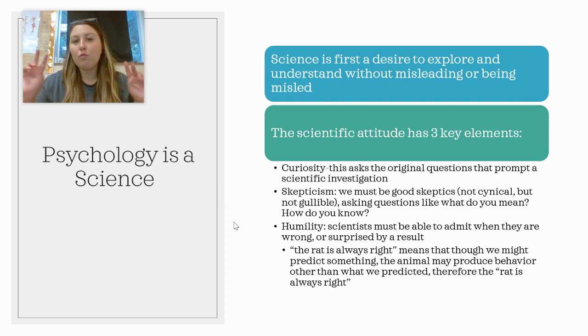So when we say the rat is always right, what we mean is that though we as humans may make predictions about, let's say, a rat's behavior, how they're going to respond, that animal or organism or human may respond in ways that we didn't predict. And therefore, the rat is always right. They're the ones who are actually exhibiting the behavior. And we have to have the humility to be able to accept our miscalculations sometimes.